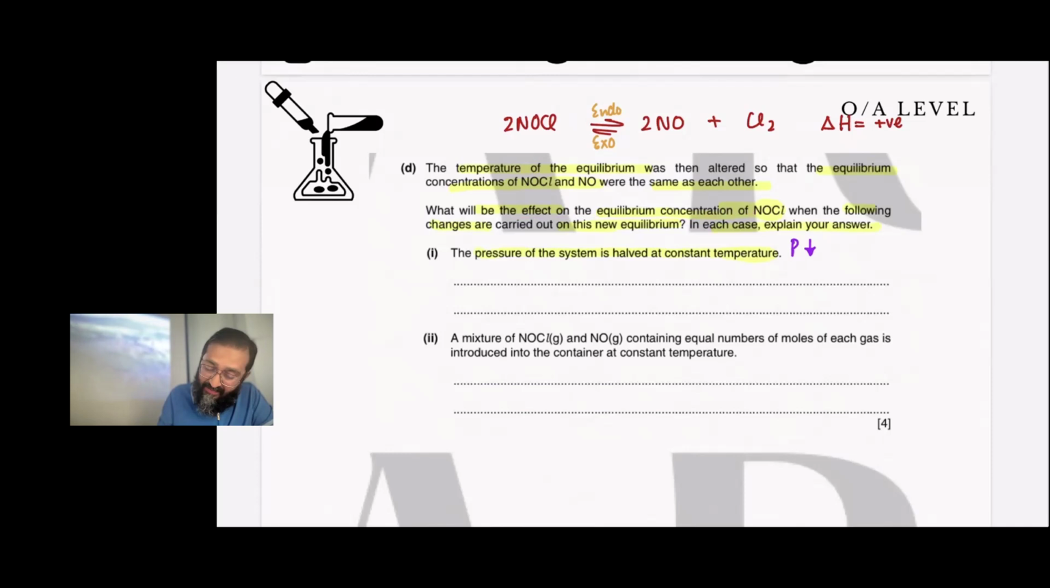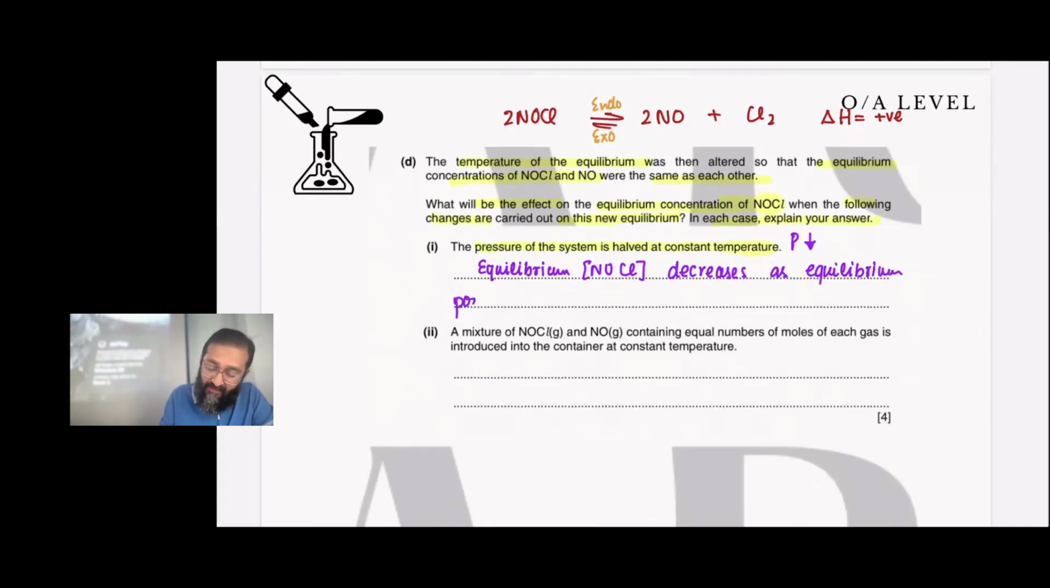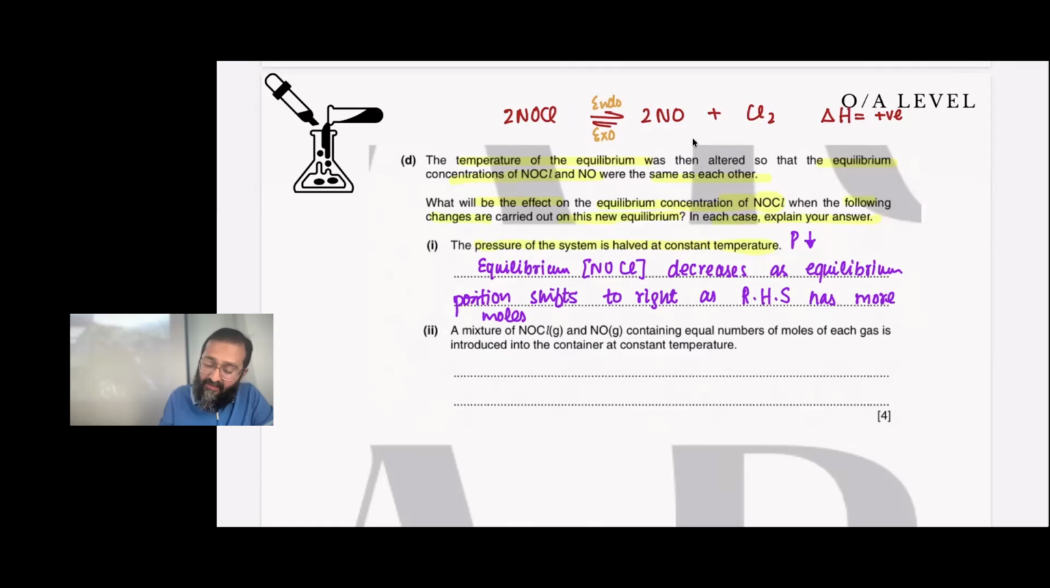So the equilibrium concentration of NOCl decreases as equilibrium position shifts to the right, as the right hand side has more moles of gases. Is this clear to all of you?